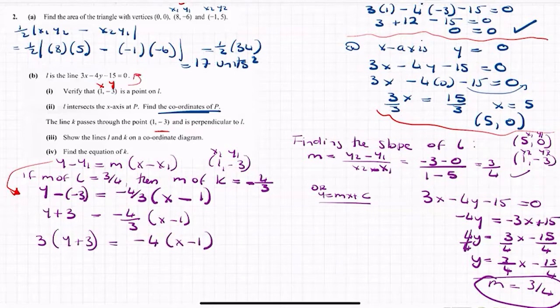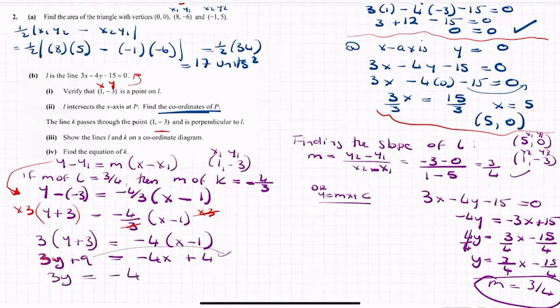Okay, what did I do mathematically? Well, I multiplied by the number on the bottom, multiplied both sides by 3 so that the 3 there cancelled. Or you can remember it, bring the bottom one up. And then multiply. So 3y plus 9 equals minus 4x minus by minus plus 4. Bring over the 9. 3y is equal to minus 4x plus 4 minus 9 would give me minus 5. Okay, and that is the equation of k.